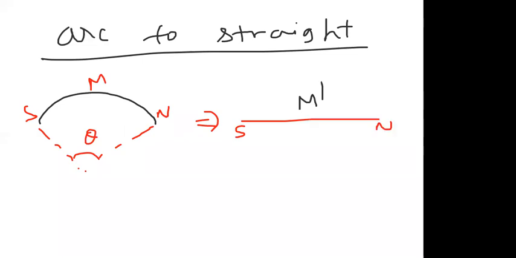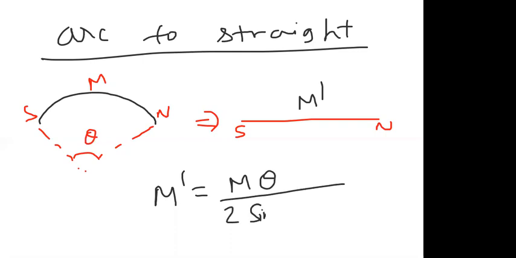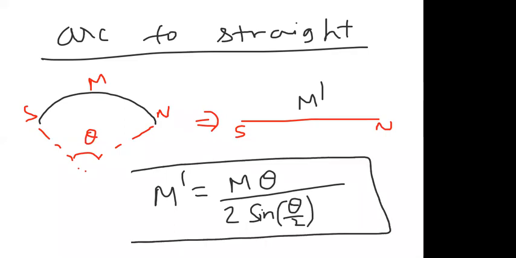So the formula we got in this situation is M dash equals M theta by 2 sine of theta by 2. This is the formula relating M dash and M, where M is for the arc and M dash is for the straight magnet. Let us see the applications of this now.